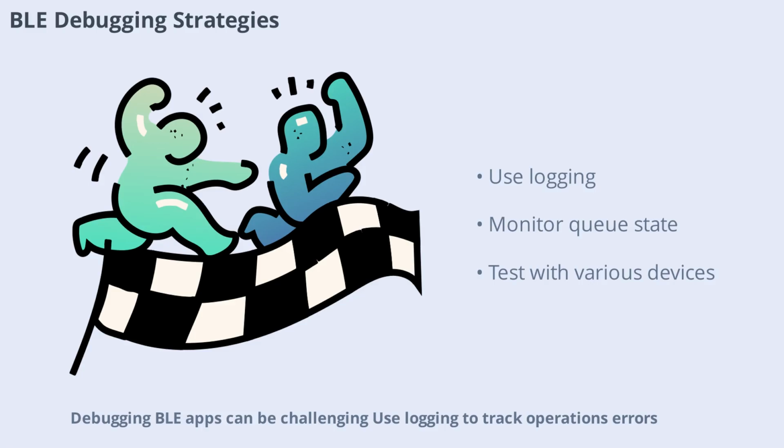Debugging BLE apps can be challenging. Use logging to track operations, errors, and retries. Monitor the state of your command queue and notification set. Test with both simple and complex devices to identify threading issues. By employing effective debugging strategies, you can quickly resolve problems and improve your app's reliability.